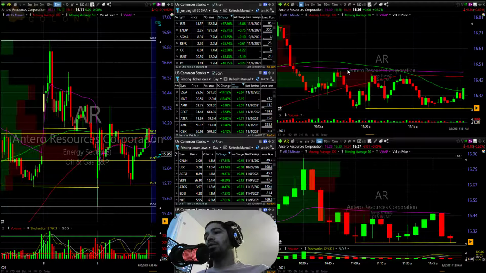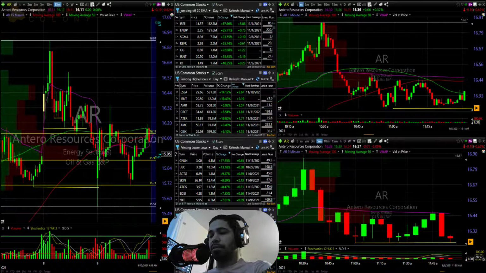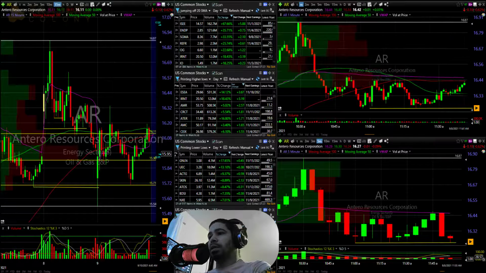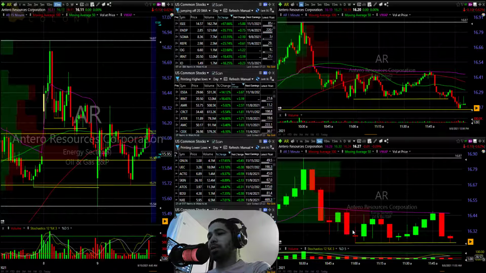So we can see here and use this spot to measure how prior resistance or prior actually support became this resistance. Now it dipped under, printed a small base around this area that you can see, this small channel, and then every single candle that came down got bought up.